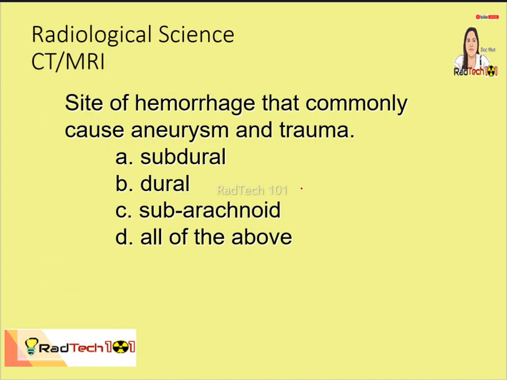Next, site of hemorrhage that commonly causes aneurysm and trauma. So usually it is found at the subdural. So usually it is the site of hemorrhage caused by aneurysm and trauma.